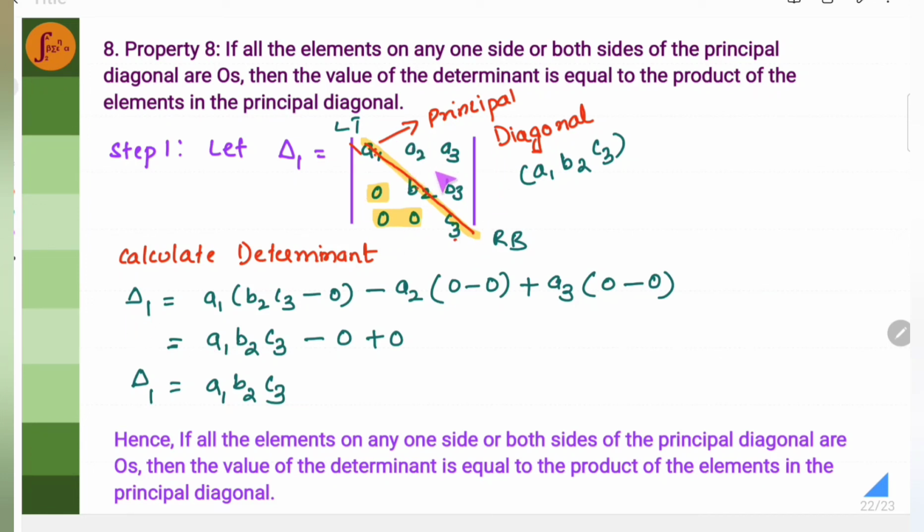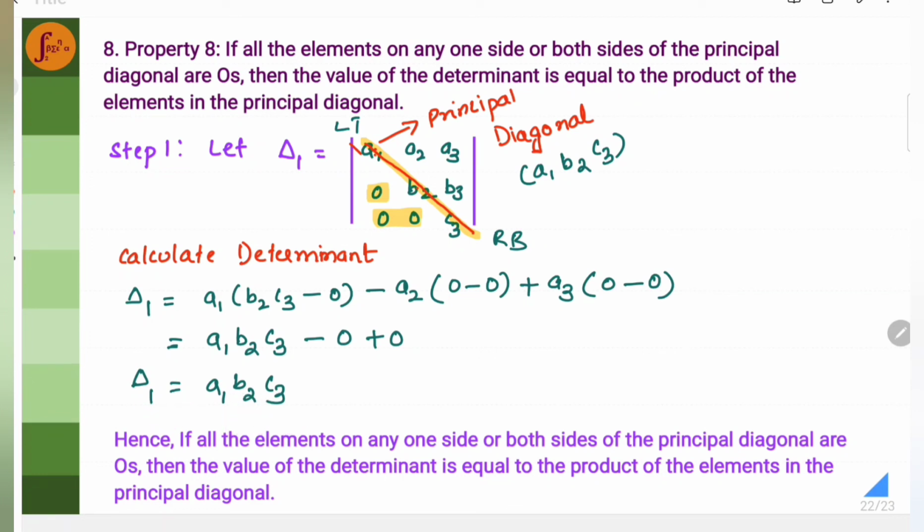We can take, say, first row, first element A1 into B2, C3 minus B3 into 0. Cross multiply this. Then minus A2 into cross multiply. So you knock off this and this. So you'll get minus A2 into 0 into C3, which is 0, and 0 into B3, which is 0. Then you go to the third element A3. Then you'll get 0 into 0 minus B2 into 0. So basically, finally you're going to get determinant 1 is A1 into B2 into C3.